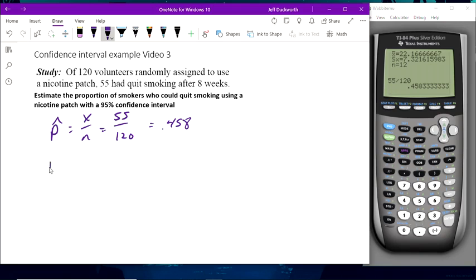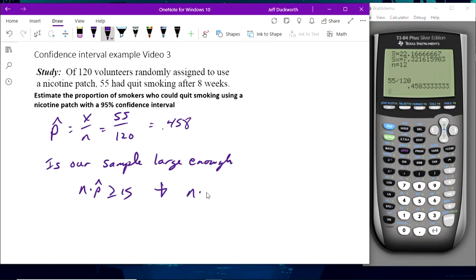So is our sample large enough? Well, we're given this rule. We need n times p hat has to be at least 15, and n times q hat has to be at least 15. Well, n is 120, and p hat is 55 over 120. That number, we cancel out the 120s, is 55. And that's certainly greater than or equal to 15, so that one's okay.